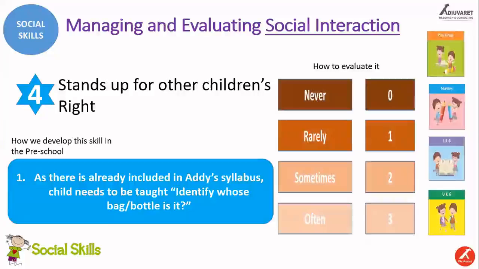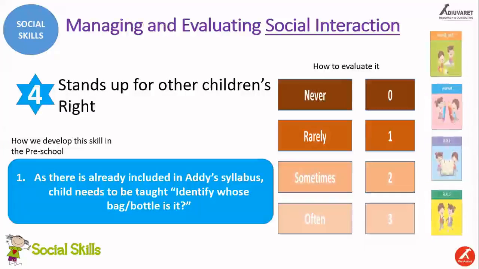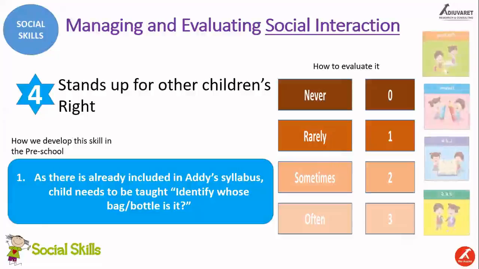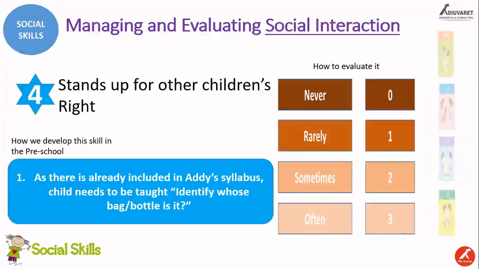And when we are evaluating this particular social interaction skill level of children from 2 years to 6 years, based on their displaying of this particular skill or behavior, we can score from 0 to 3. The mechanism remains the same.